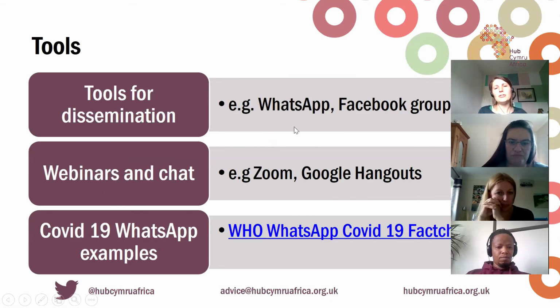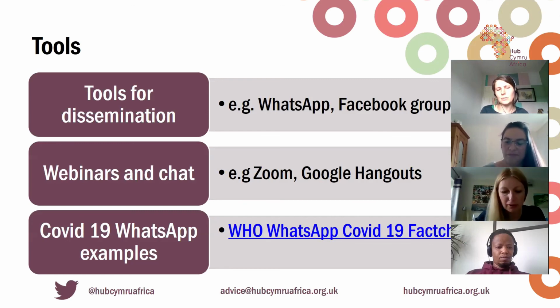And then the tools for dissemination. We talked about WhatsApp, Facebook groups, and WhatsApp being a major one at the moment, obviously for COVID-19. And then for webinars and chat, Zoom, Google Hangouts, and lots of other ones as well. On the WhatsApp groups, the WHO WhatsApp COVID-19 service is quite a useful thing to direct groups to, because it's got a fact checker. It's not in every language, but they are producing more and more languages. People can type in or request information, and it'll come back with a response to that question.